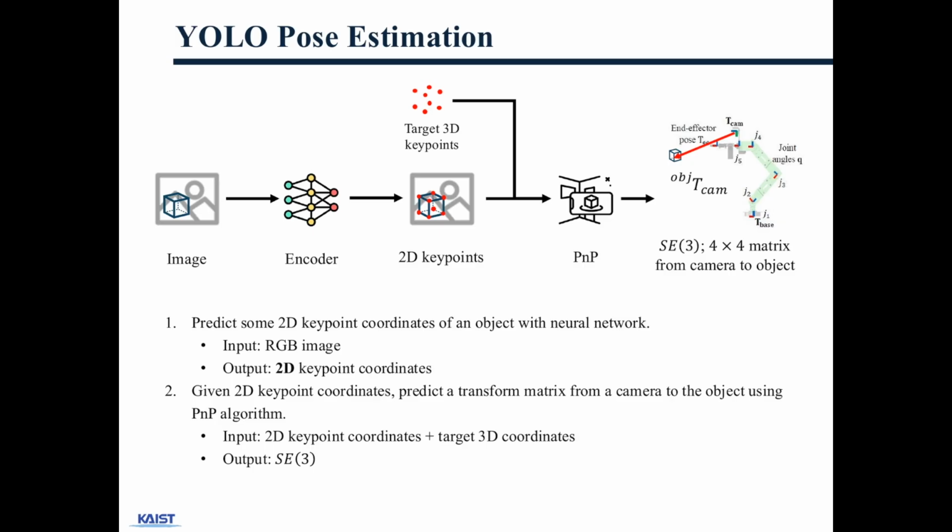In the second step, we use these predicted 2D key points along with their corresponding 3D coordinates. Then once again, we apply the PnP algorithm. This allows us to compute the full 3D transformation from the camera to the object. So in summary, YOLO provides the key points and PnP converts them into a full pose. This combination enables marker-free pose estimation, which is very useful in real-world scenarios.